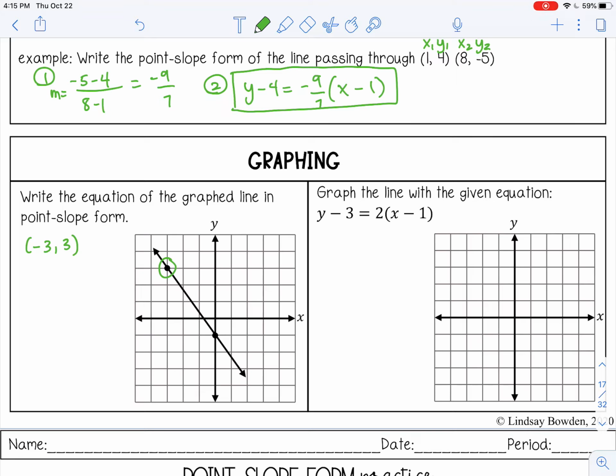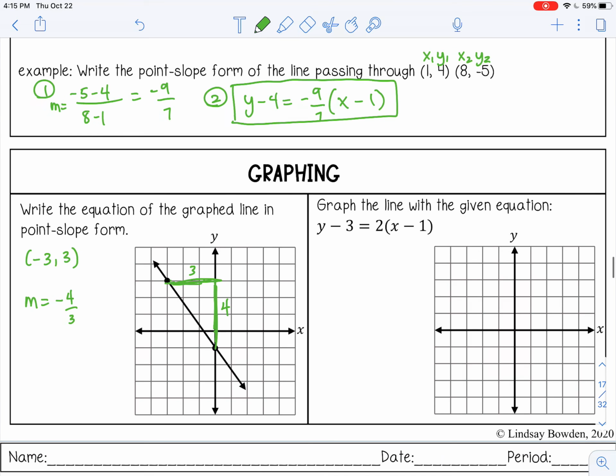And then let's find our slope. So remember, slope is rise over run. And I always check to see, is this a positive or negative slope? And I can tell from the graph that it's falling, so it's negative. And then let's count the rise, so the vertical distance, 1, 2, 3, 4, over the run, 1, 2, 3. So my answer is going to be y minus 3 equals negative 4/3 x minus negative 3.